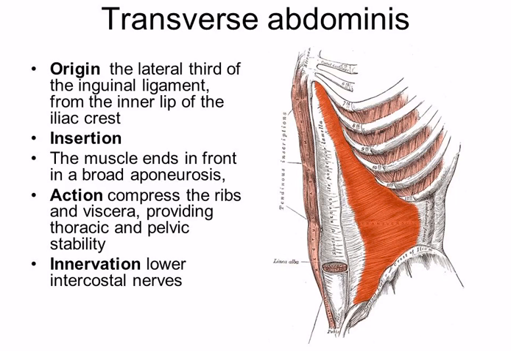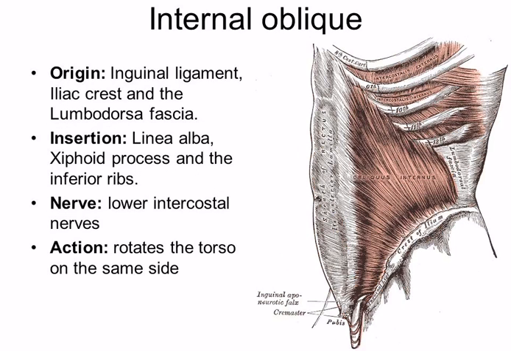Transverse abdominis. Origin: the lateral third of the inguinal ligament, from the inner lip of the iliac crest. Insertion: the muscle ends in front in a broad aponeurosis. Action: compresses the ribs and viscera, providing thoracic and pelvic stability. Innervation: lower intercostal nerves.